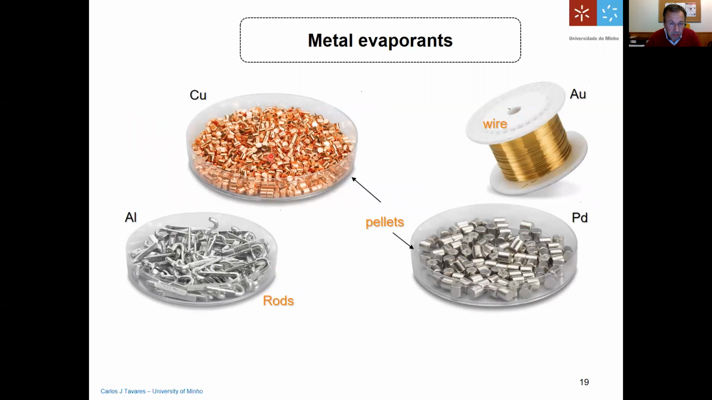And these are some examples of metal evaporants. You can have, for example, this kind of aluminum rods, this kind of copper or palladium pellets. Palladium is very expensive. I bought once a 5 centimeter disc of palladium, which was 3 millimeters thick. It cost something like $4,000, $5,000, something like this. Very expensive. And on gold, you can also put tiny bits of gold into the crucible to melt them.